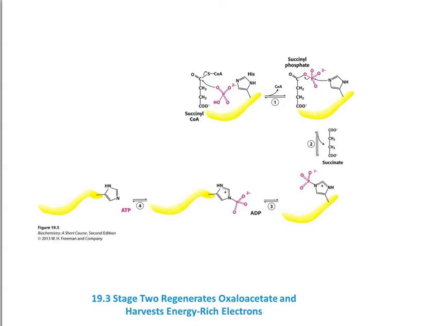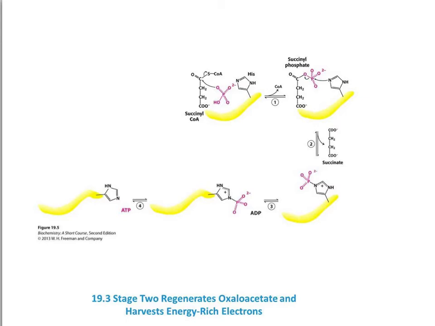Then you get a transfer of the phosphate to the enzyme itself, so you actually get a phosphohistidine formed, and that's why we call it substrate level phosphorylation, because the substrate actually helped the phosphorylation process. And then ADP comes along, and the beta phosphoryl oxygen of ADP can attack this phosphorus center, and that will allow this to leave, and you get ATP formed.